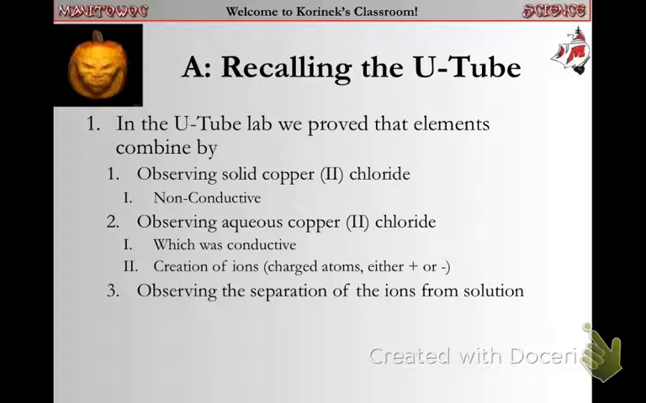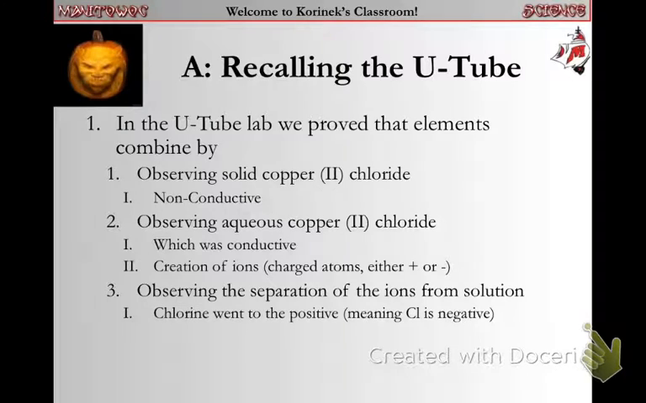So we also observed the separation of the ions in the solution, because I didn't just want you to take my word for it that there were little ions in there, that the copper and the chlorine were swimming throughout the solution. We ran electricity through the solution. We used graphite rods and a 9-volt battery, and you should have seen an accumulation of a reddish-brownish substance on one of the electrodes, and an accumulation of bubbles and an odor on the other electrode.